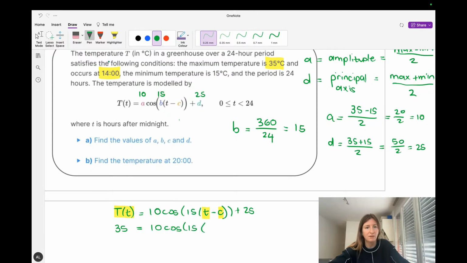And T is 14. Plus 25. There we go. So it's just one missing variable there, so we can solve for that.